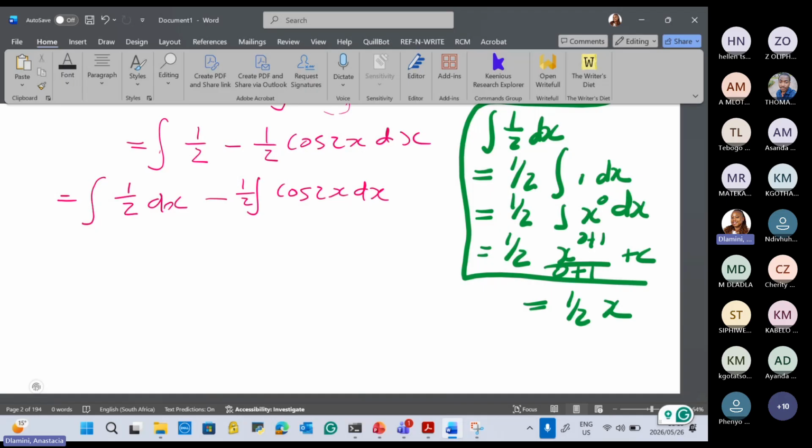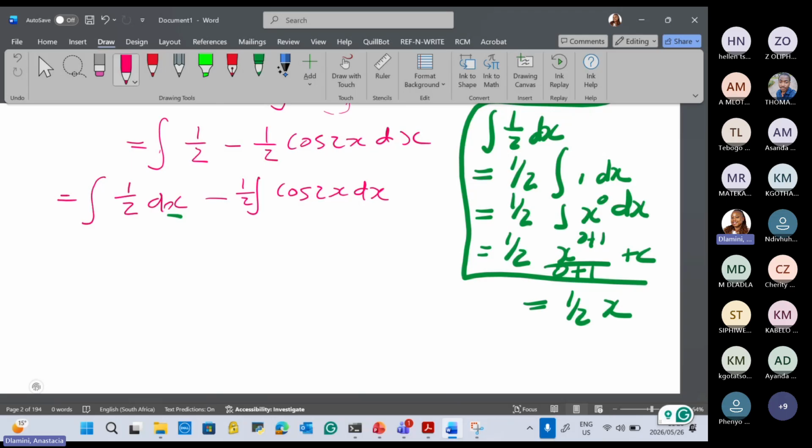So meaning that when you integrate a constant, it will come with whatever variable you are integrating with. Because here it's x, and because this is a constant, this will be 1 over 2x. Are we together? Yes, ma'am.